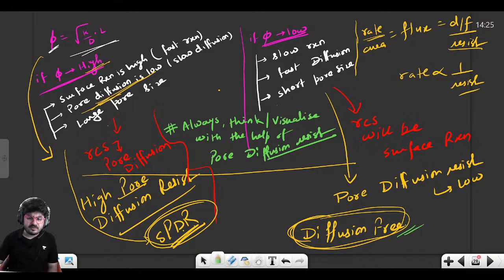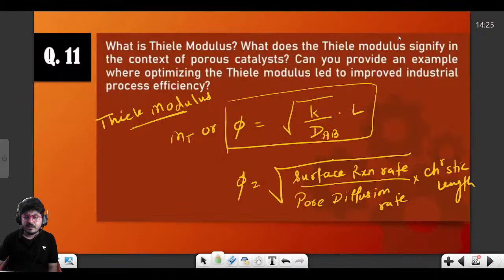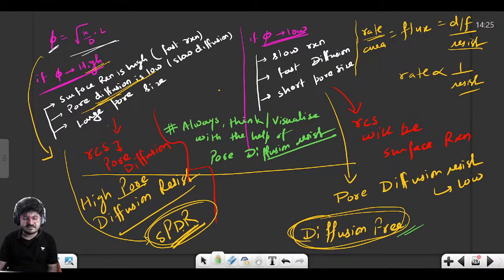This was the question, if you remember. How we can optimize the Thiele modulus to increase the efficiency of industrial reactors, industrial processes.